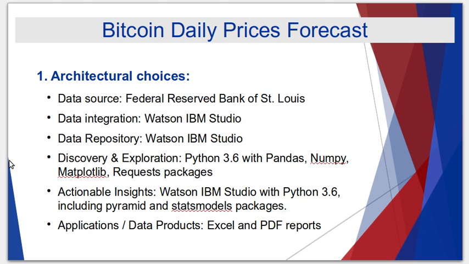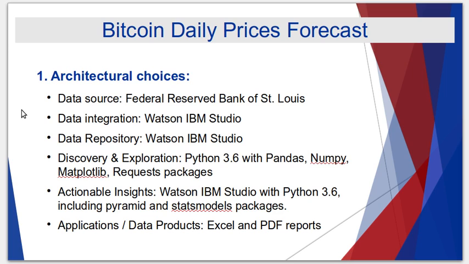Now we talk about the architectural choices. For the data source, as we mentioned before, we chose to download from the website of the Federal Reserve Bank of St. Louis because it's free, and everything was saved in both CSV and Excel format. For data integration and repository, at this stage we use IBM Watson Studio to combine the data, process the data, and keep the daily data.